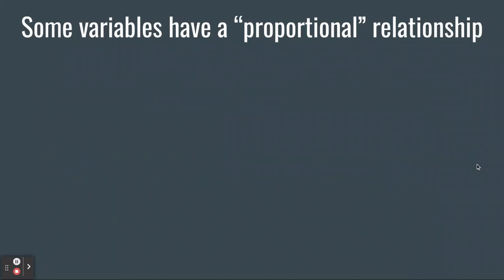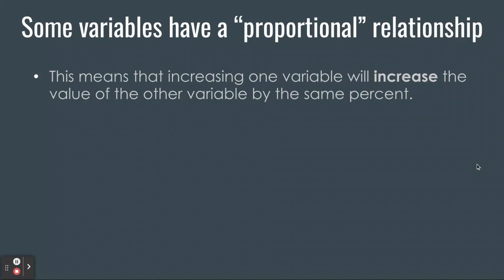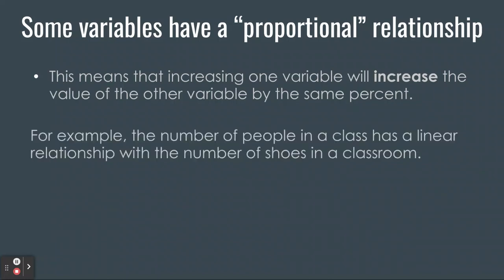All right, some variables have a proportional relationship. What does that mean? It means that increasing one variable will increase the value of the other variable by the same percent. What does that mean? Okay, so for example, the number of people in class has a linear relationship with the number of shoes in the classroom.